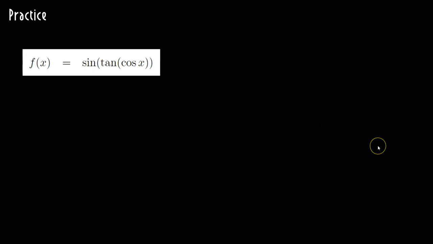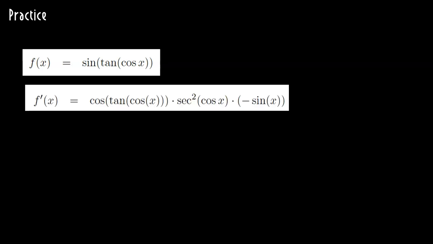Let me do one more example. Suppose you have sine of tan of cosine. Oh my God, not only do we have a function inside of a function inside of a function, but they're all trig. Relax. We can handle this. We have cosine of stuff, then pull out its derivative. Derivative of tan of something is secant squared of that thing. Now the last step is to deal with the cosine. The derivative of cosine is negative sine.